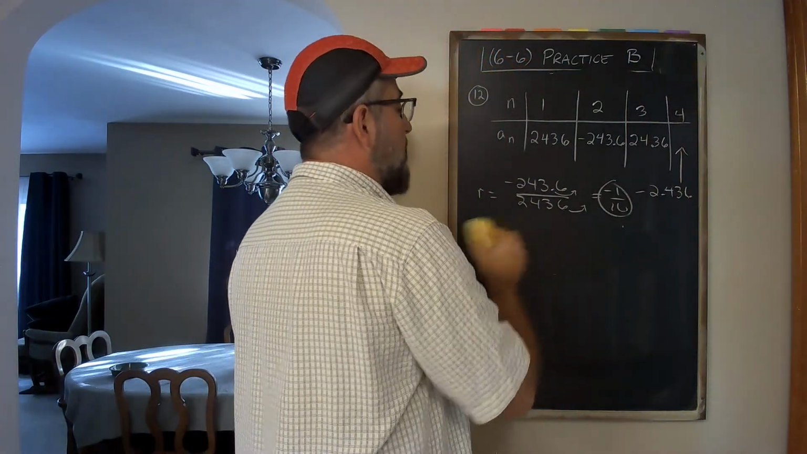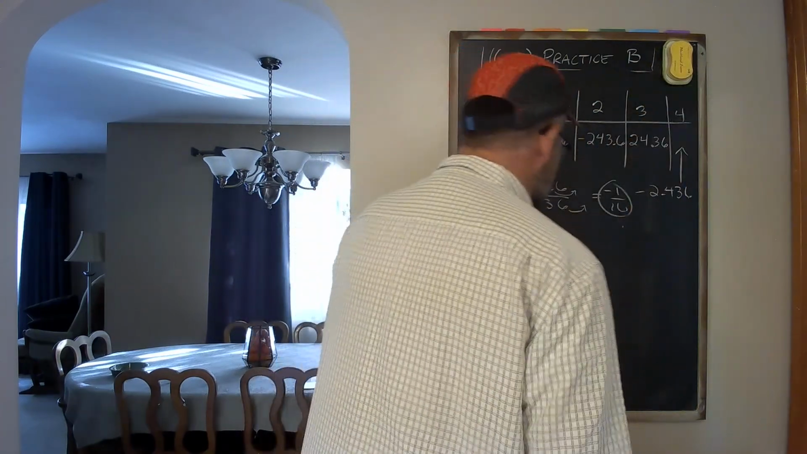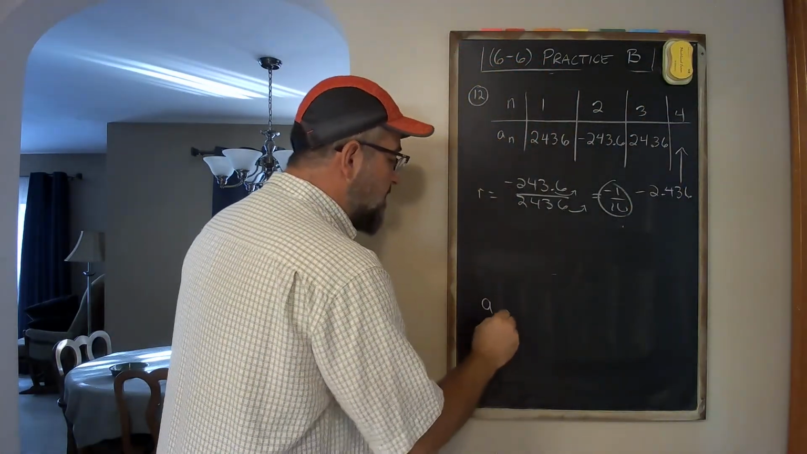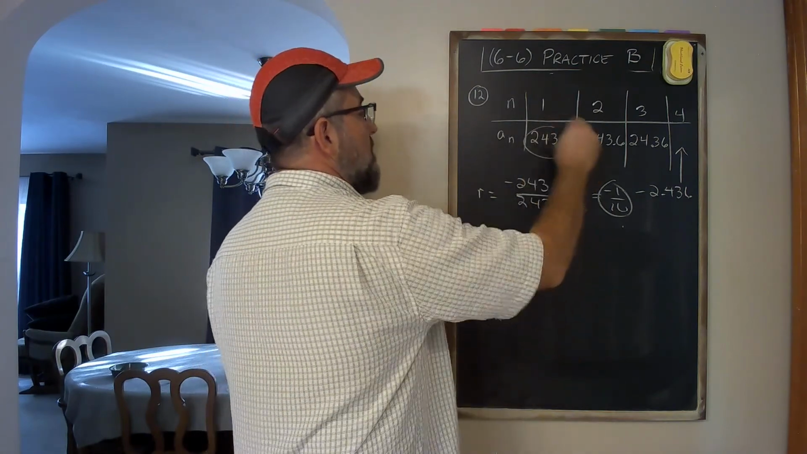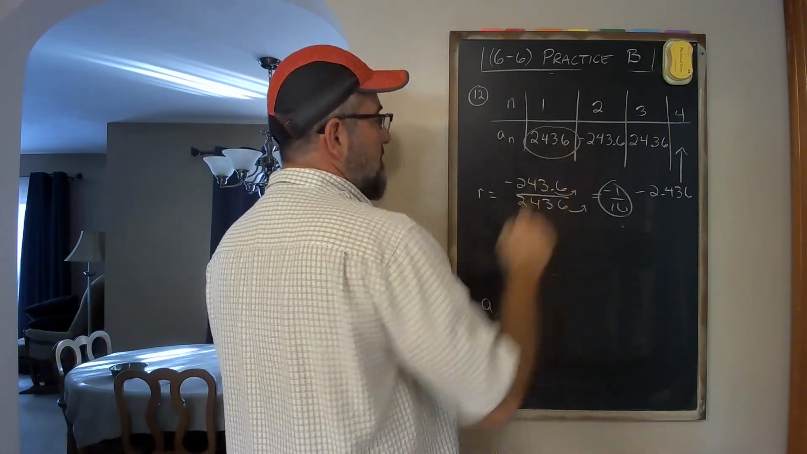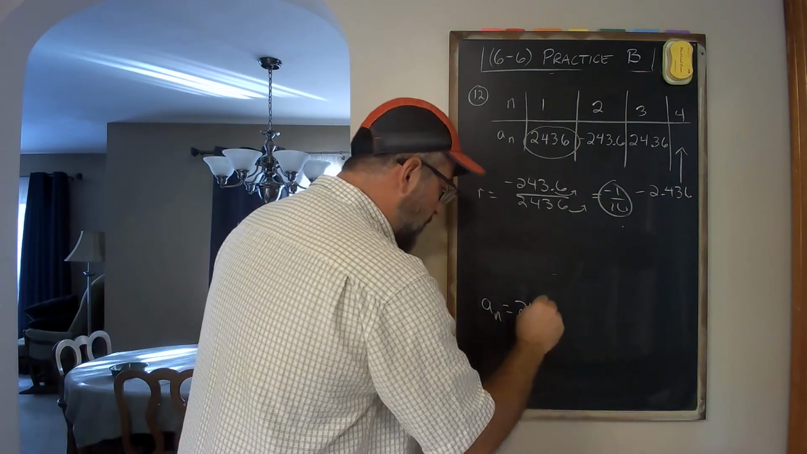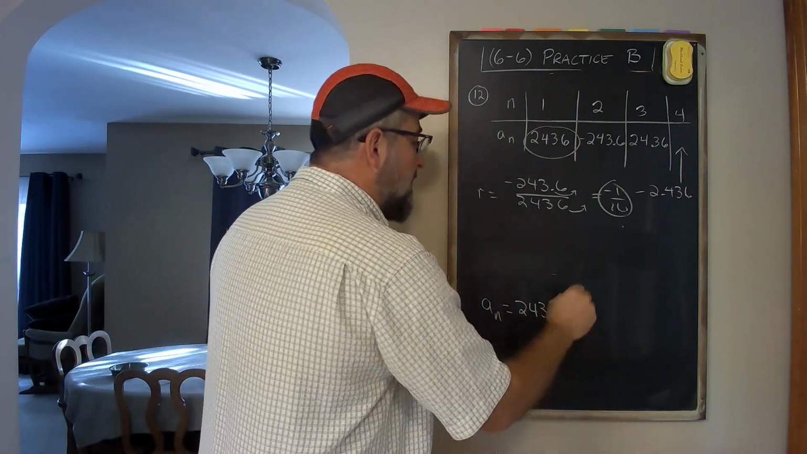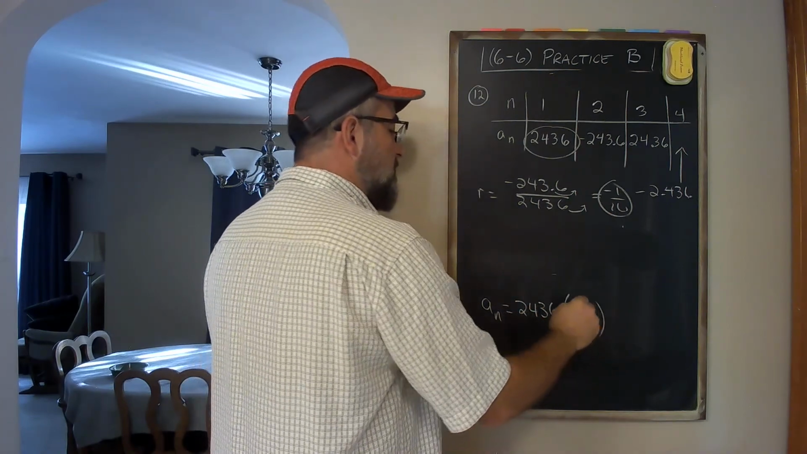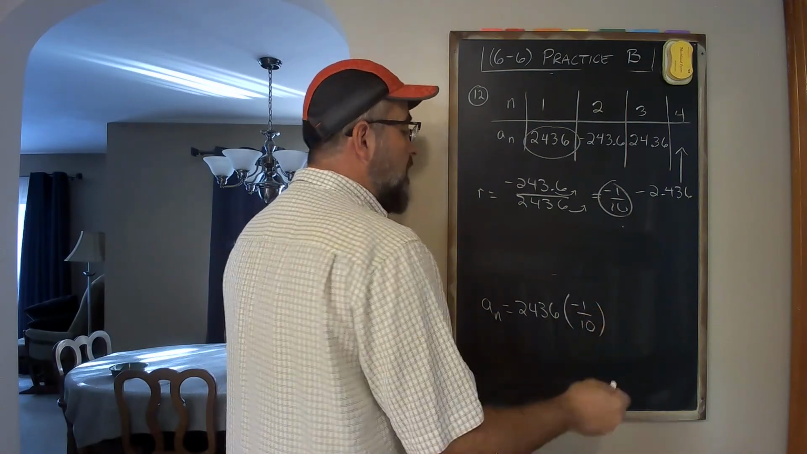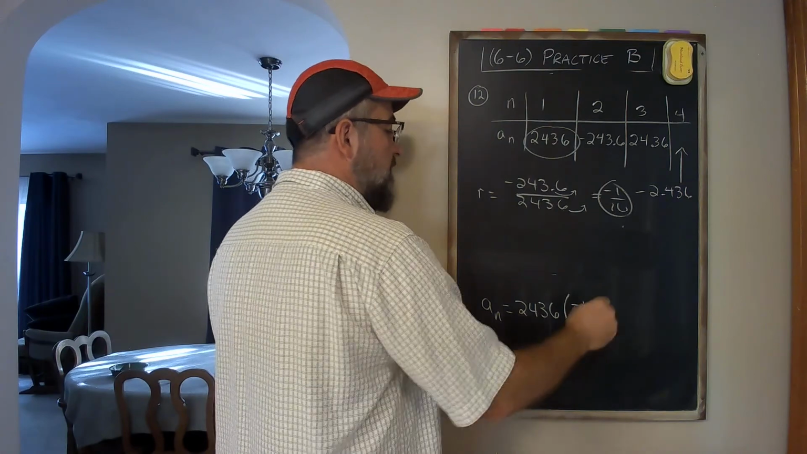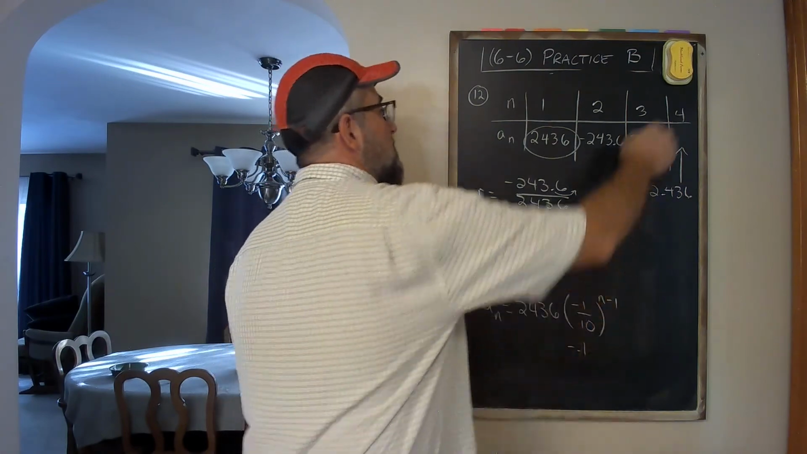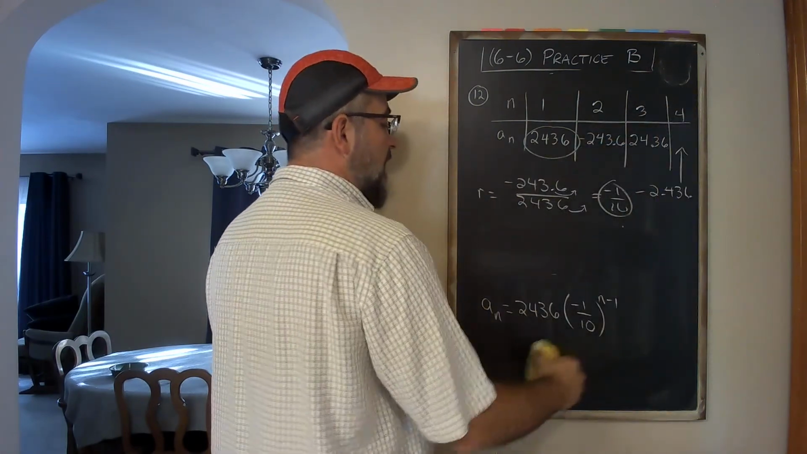Now I can comfortably write the formula that it's going to be a sub n is the first term, 2,436, times the constant ratio, which is negative 1/10, or if you wrote negative 0.1, that's fine, you could do that decimal, to the n minus 1. So there you have it.